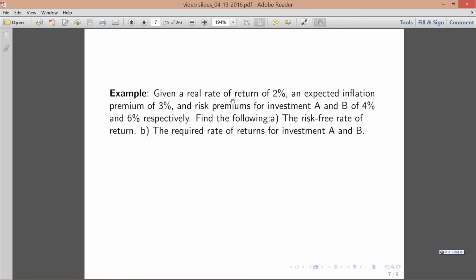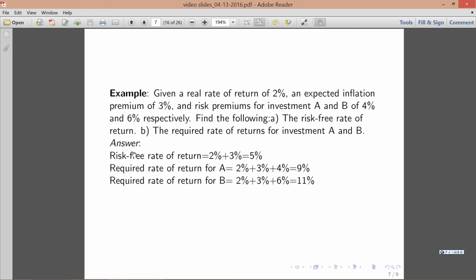Suppose you have a real rate of return of 2% and expected inflation of 3%. Risk premiums for A and B are 4% and 6% respectively. The question is, what is the risk-free rate of return and what would be your required rate of return for A and B? So here's the answer. The risk-free rate of return will be the real risk-free rate of return plus the inflation. So that's 5%. Now for A, because you have an additional 4% risk premium, that gives you 9%. For B, it's 11%.